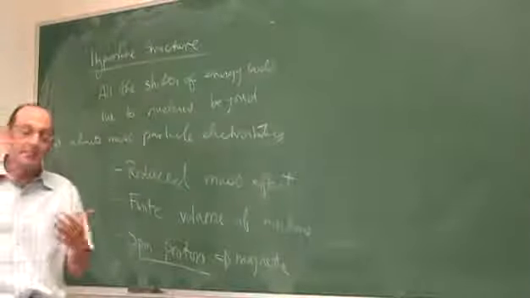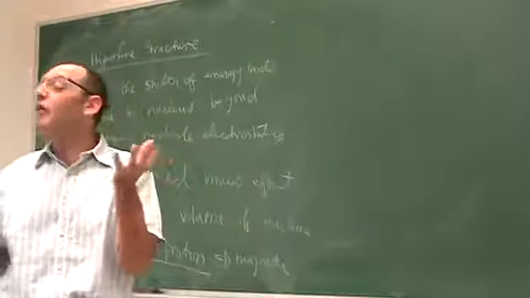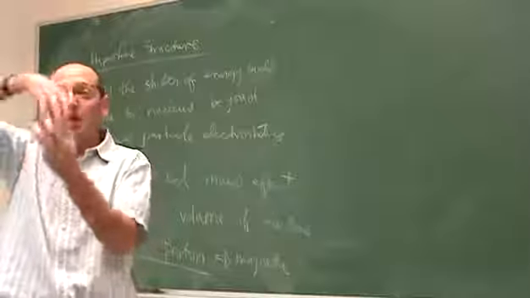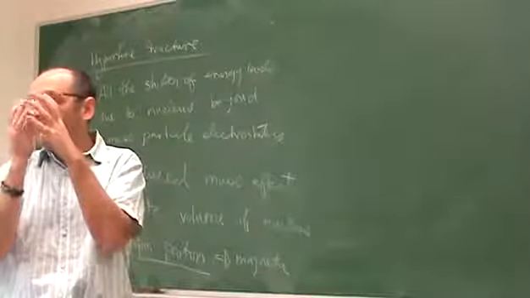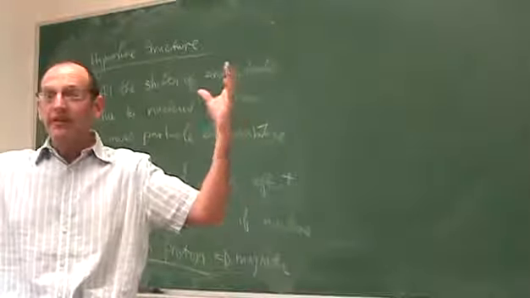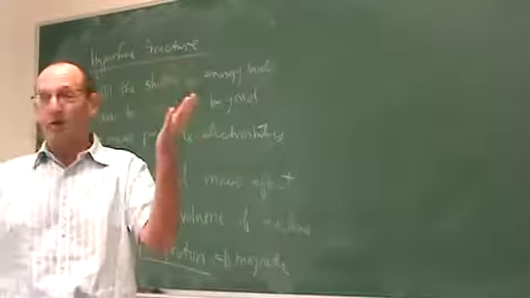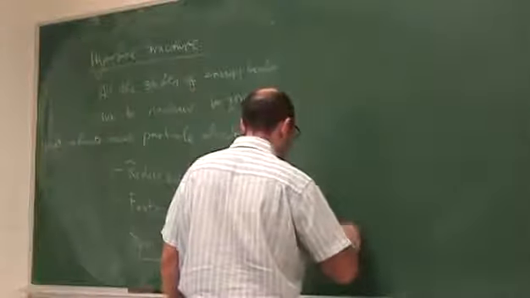However, when you start getting to pretty heavy atoms, then the nucleus starts to deform in shape. In which case, if I have an egg-shaped nucleus, it wouldn't just produce an electric monopole field, it would produce an electric quadrupole field. So there's a related effect here, which is the quadrupole.